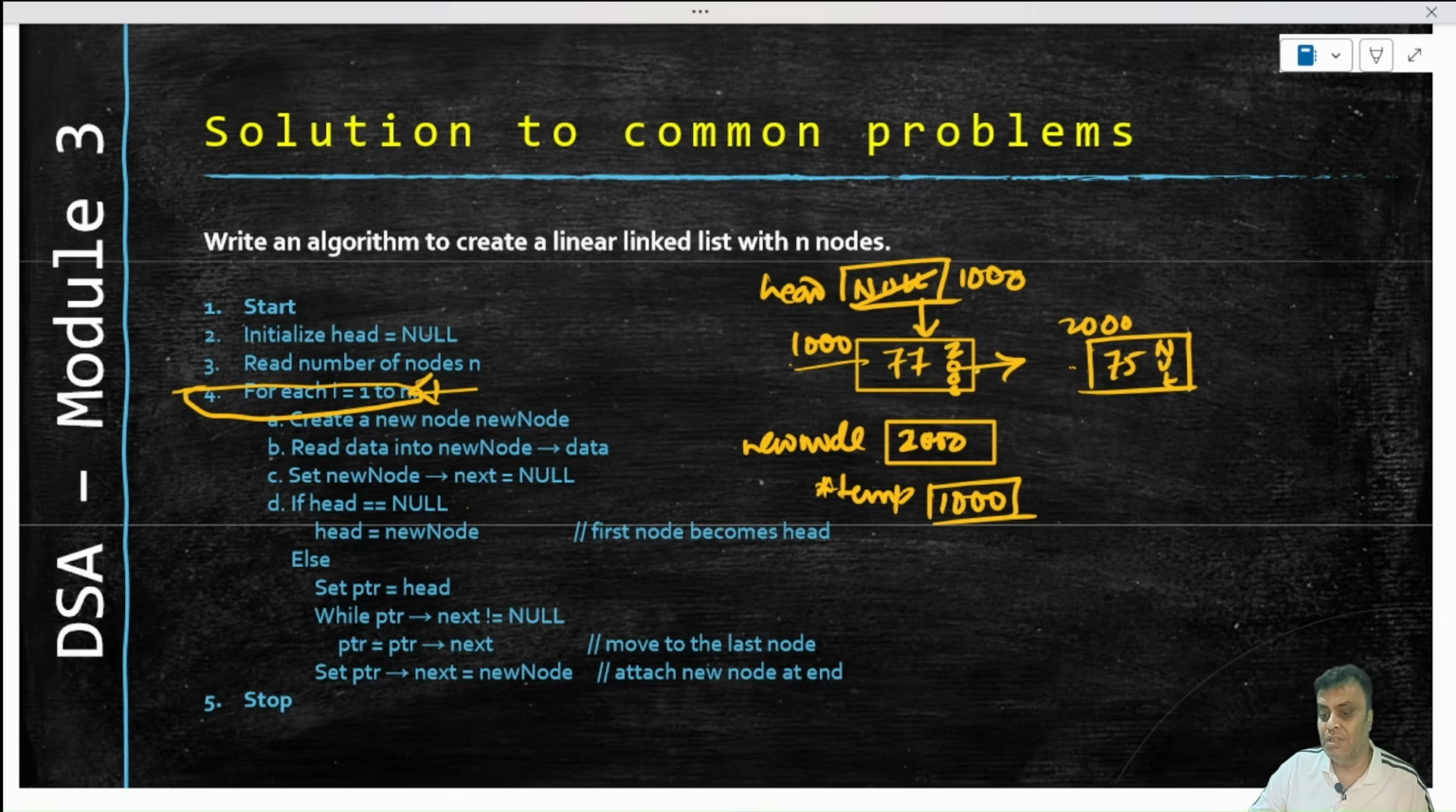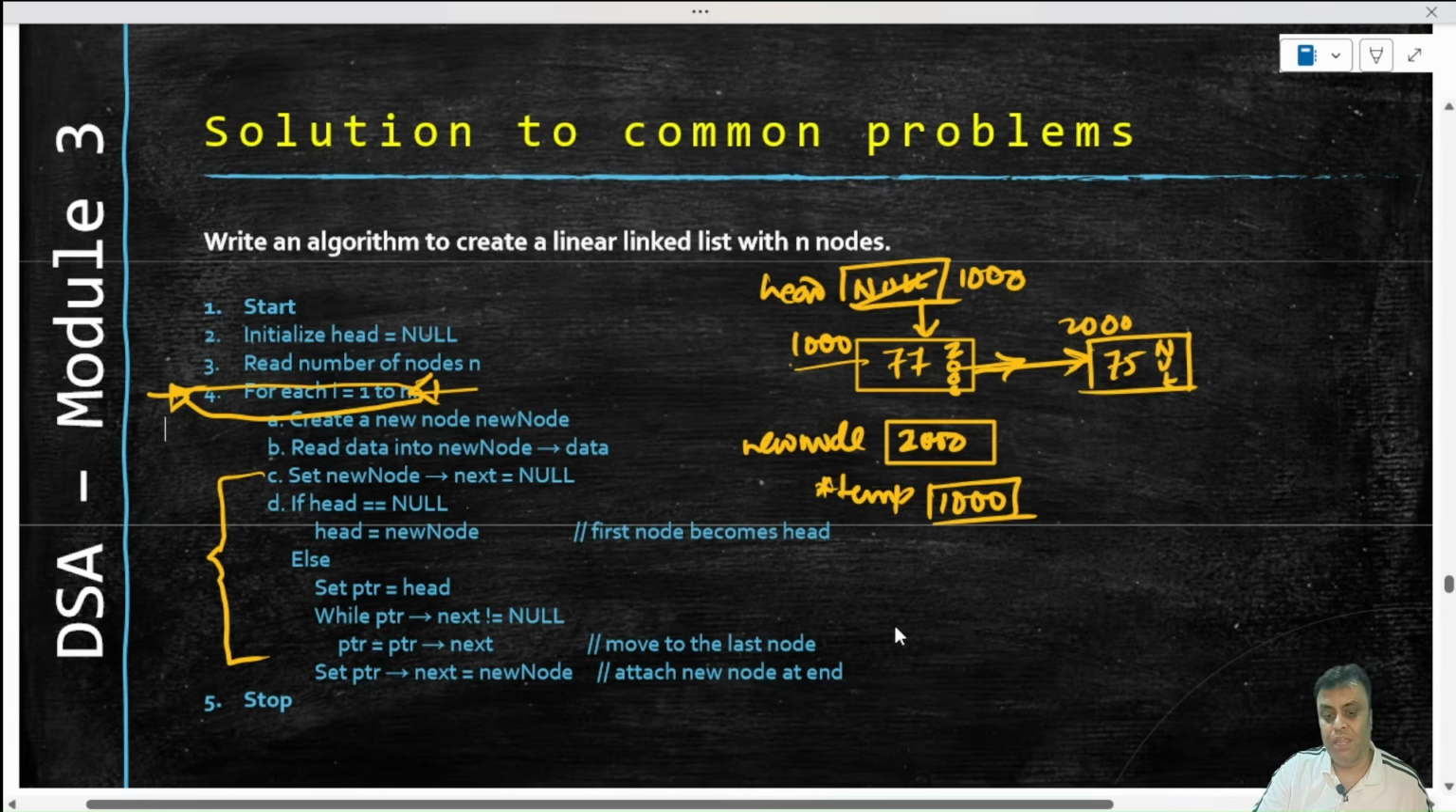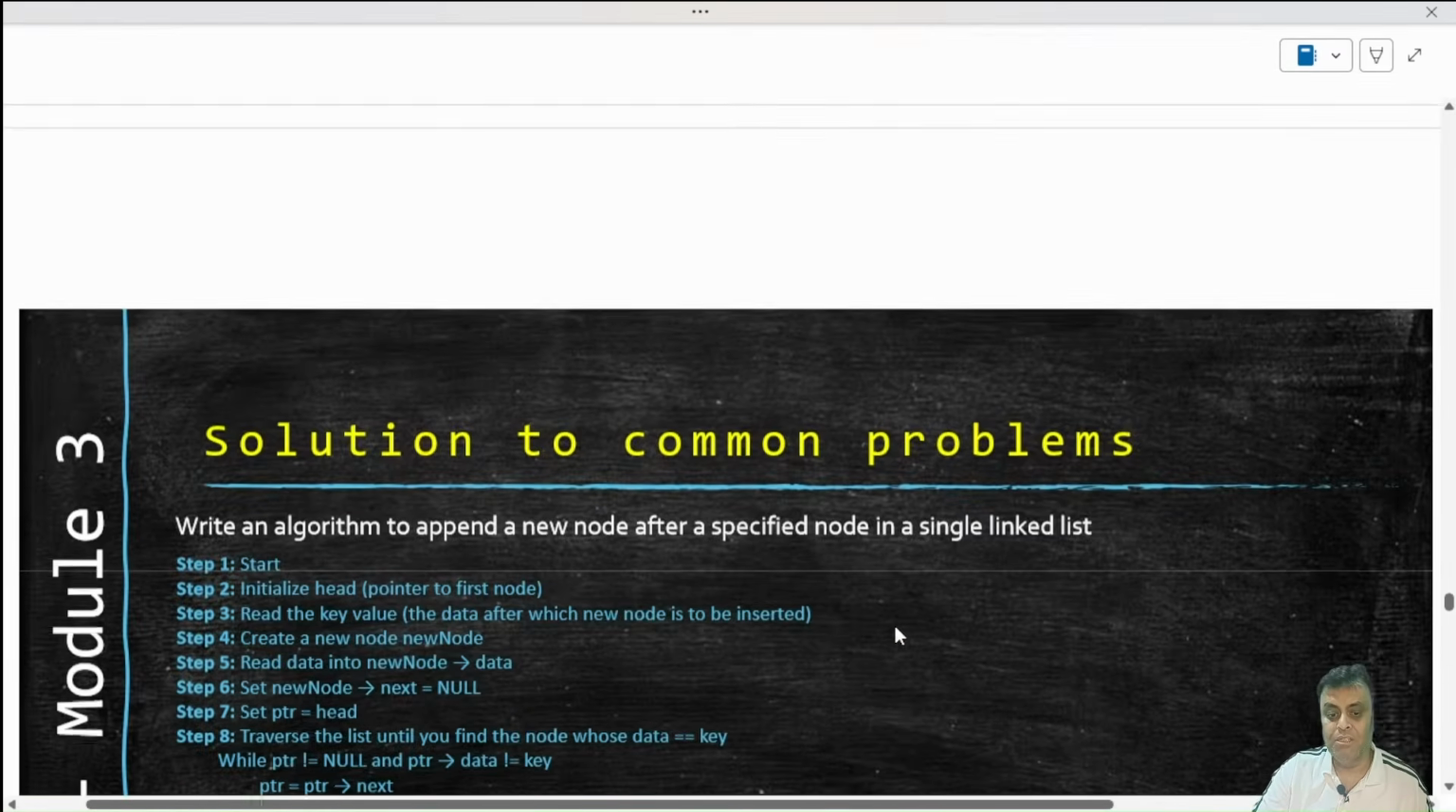We have discussed it. It's the same code, same algorithm. The same thing is written here. All that is extra is this particular loop, which you will have to run n number of times in order to create a linked list for n nodes. So that's on this particular question.